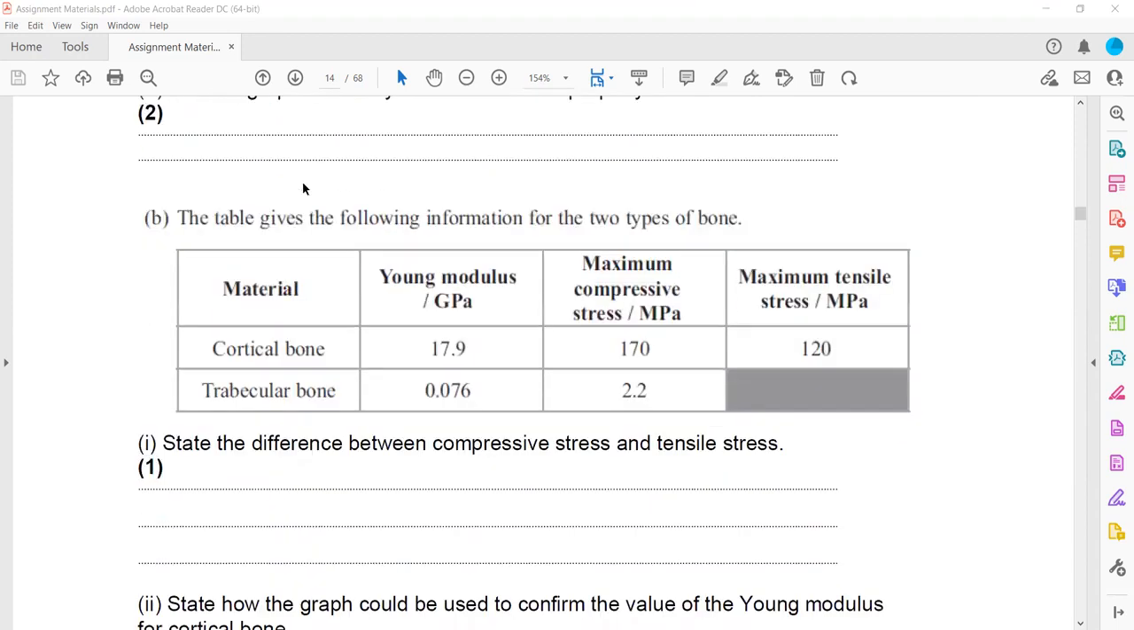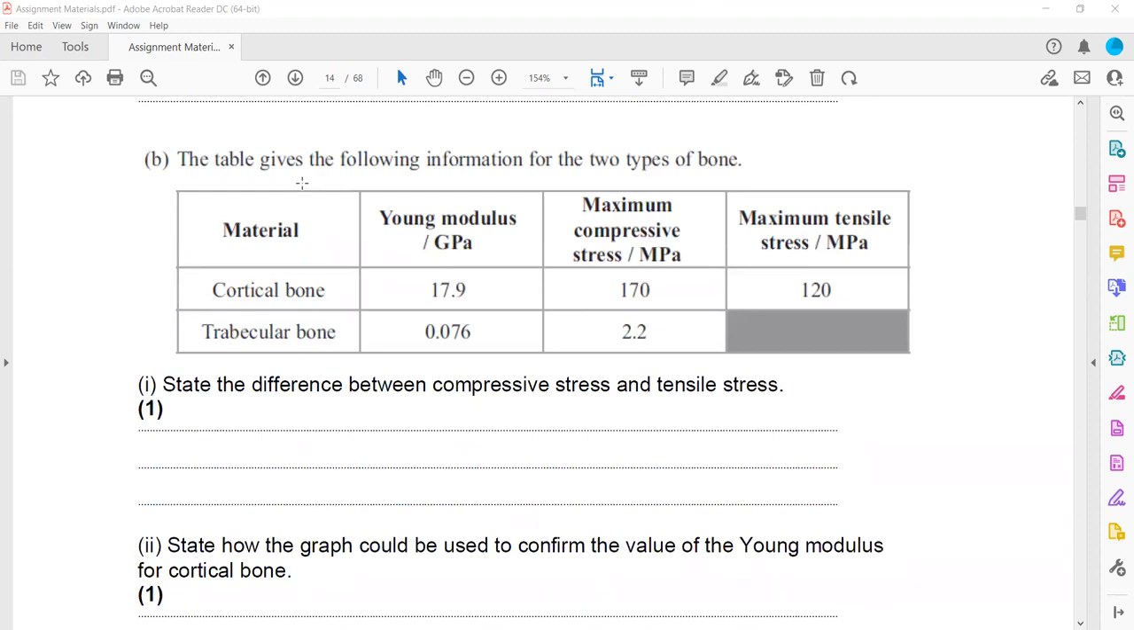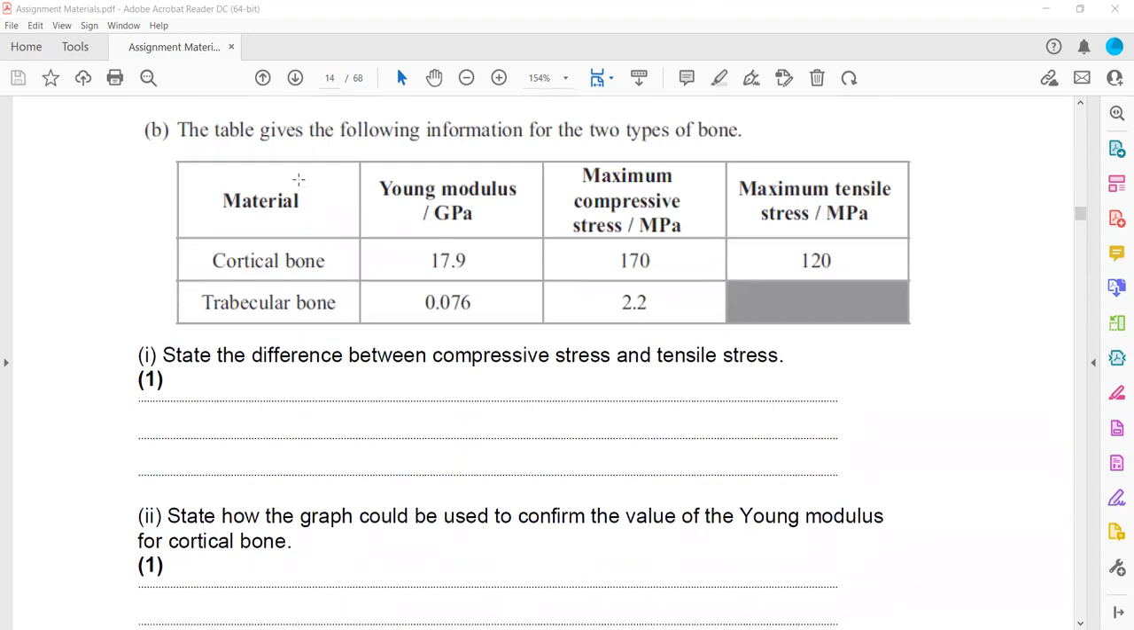Then the table gives the following information about the two types of the bones. State the difference between compressive stress and tensile stress. So compressive stress means force acting on unit area to reduce the size, where compressive stress would shorten the bone, like reduce the size, and tensile will stretch the bone or increase the size.